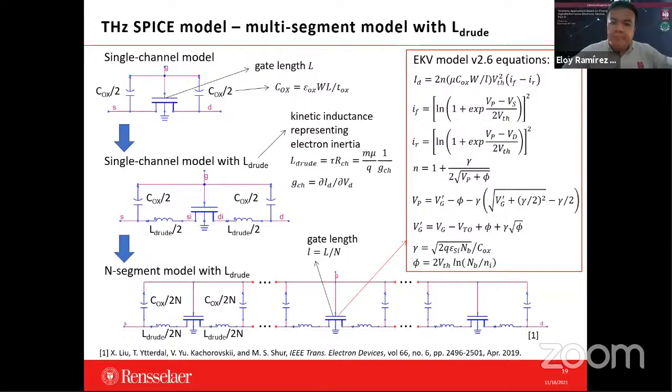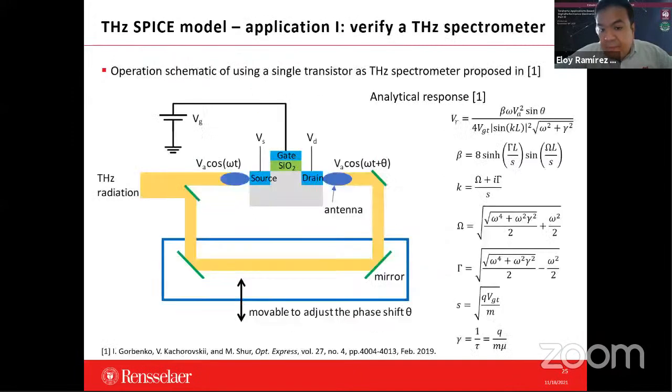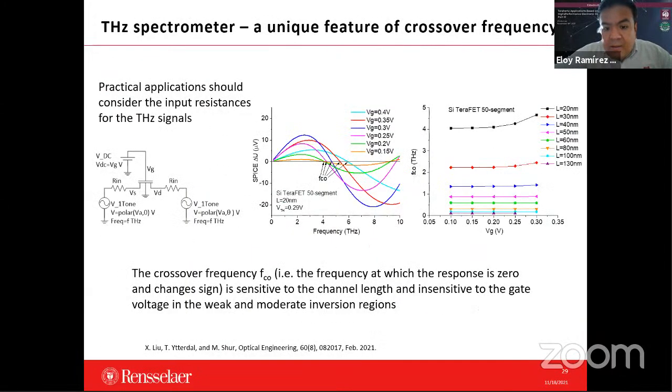Okay. Excellent. Thank you. Second question from Aníbal Pacheco. In slide 29, the crossover frequency shows a VG dependence for the shortest device in contrast to the other devices. Can you please explain the reason for this?